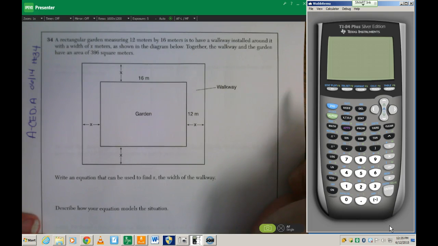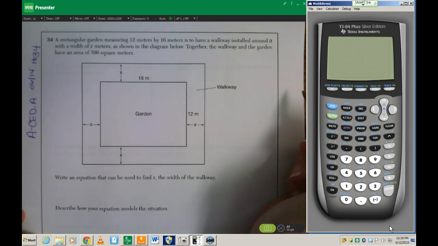A-CED-A, which is create equations that describe numbers or relationships. Now, this would be something to really understand because so far there have been 8 questions in the past 3 tests about this. So we're going to start with question number 34. Question number 34 is a 4-point question, and it's from the June 2014 test.